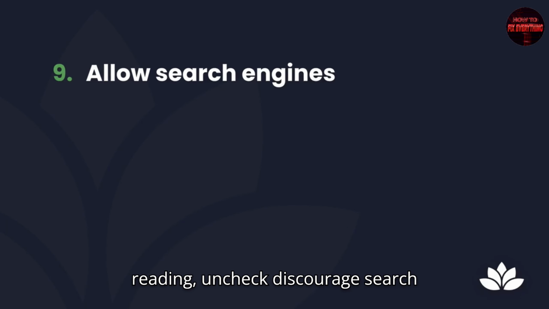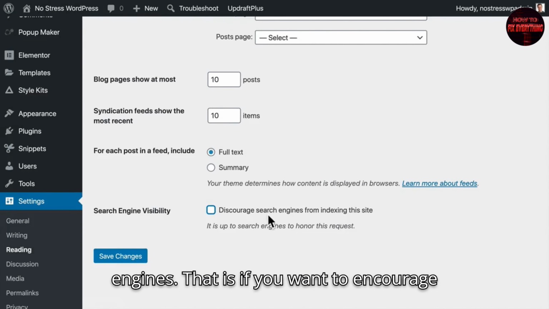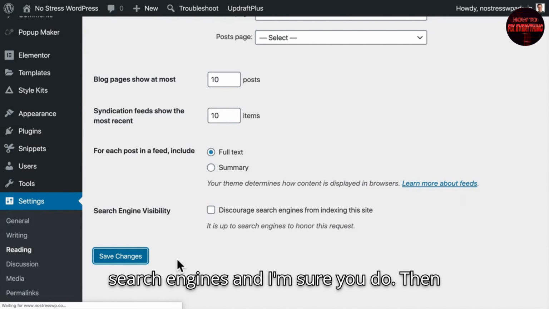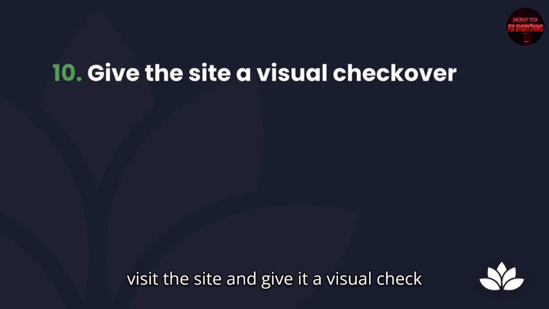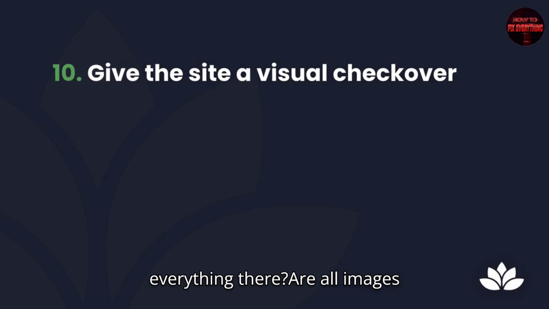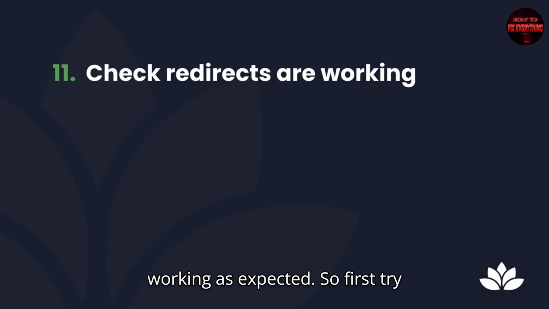Then in Settings, Reading, uncheck Discourage Search Engines. That is if you want to encourage search engines. I'm sure you do. Then visit the site and give it a visual check over and a test. Have a click around. Is everything there? Are all images displaying? Then check your redirects are working as expected.